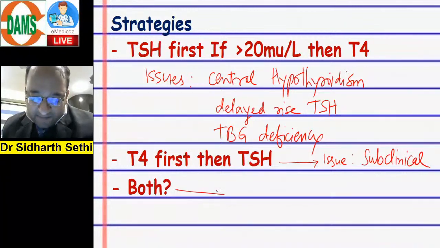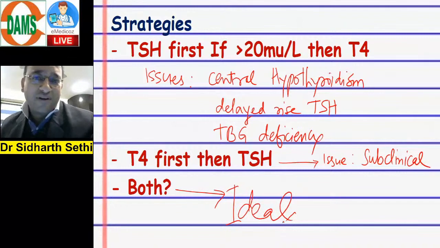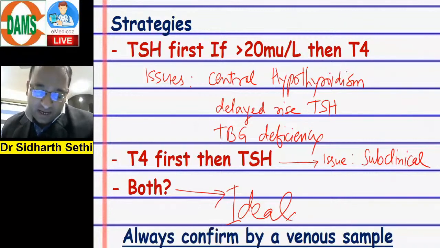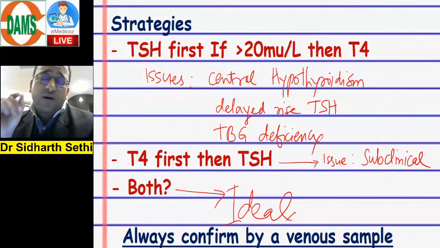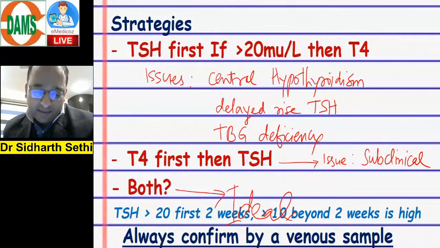So ideally, if you live in an ideal world where you get Pfizer and Moderna vaccines, ideally you should do both. Okay. But remember, if you see a TSH is high, this is done on a filter paper. So you should confirm it by a venous sample. You should confirm it with a venous blood sample.